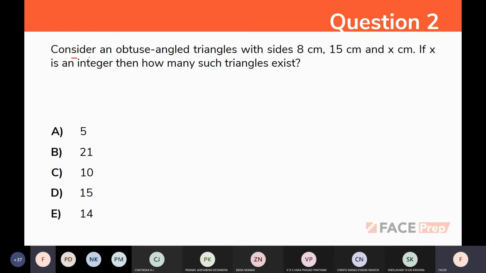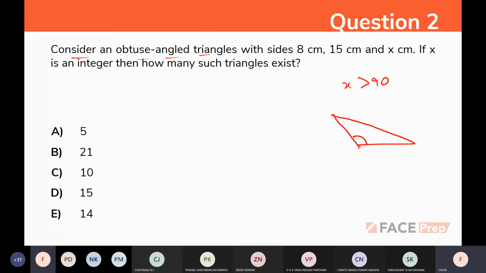So consider an obtuse angled triangle. So let me know what is an obtuse angled triangle. Someone, what will be the angle of the triangle? Okay, let me tell you, it will be greater than 90. One angle of the triangle will be greater than 90. Let's take that as x. So if it is greater than 90, it will look like this. So it will be greater than 90.